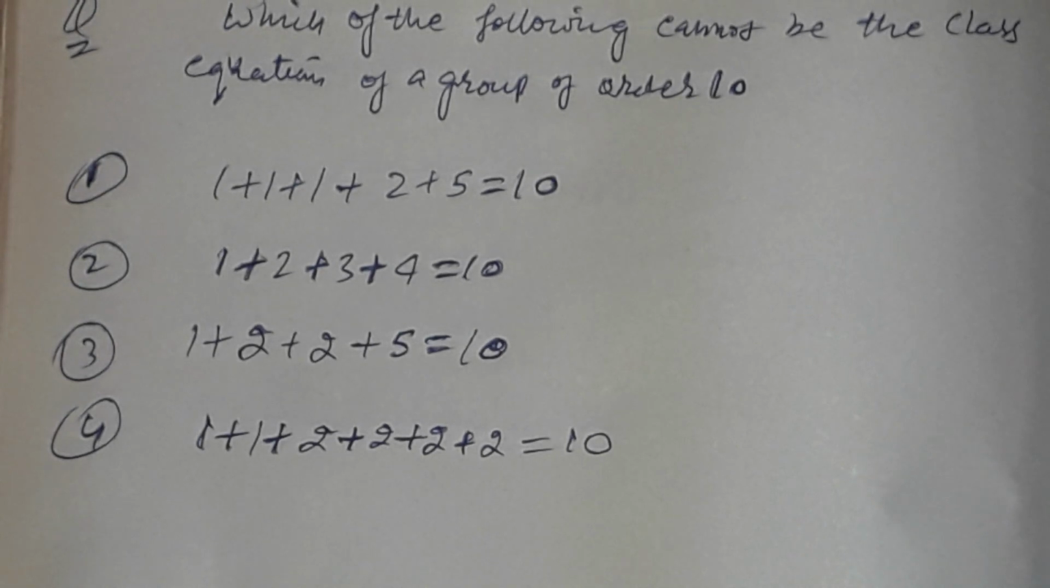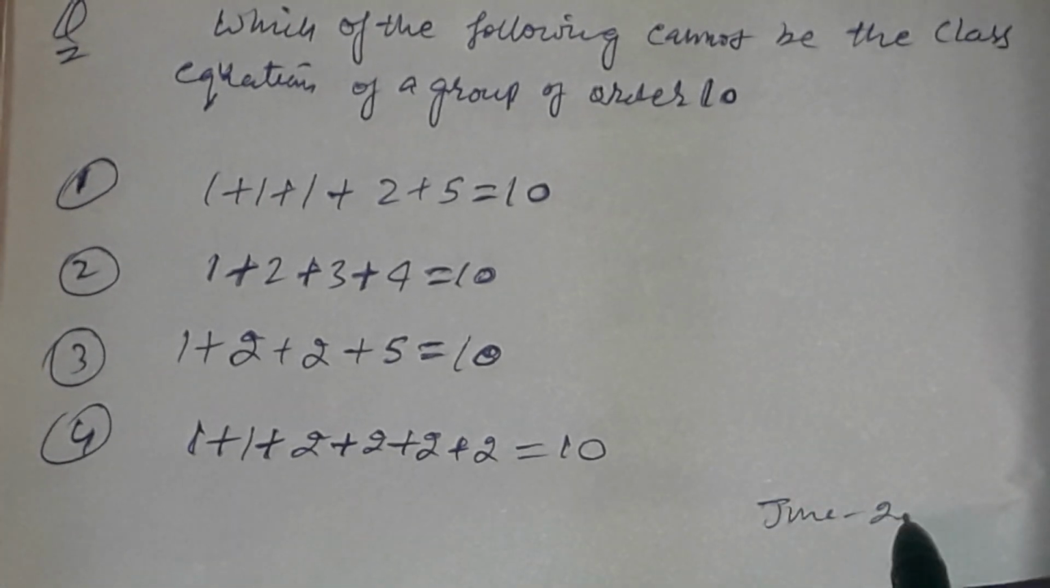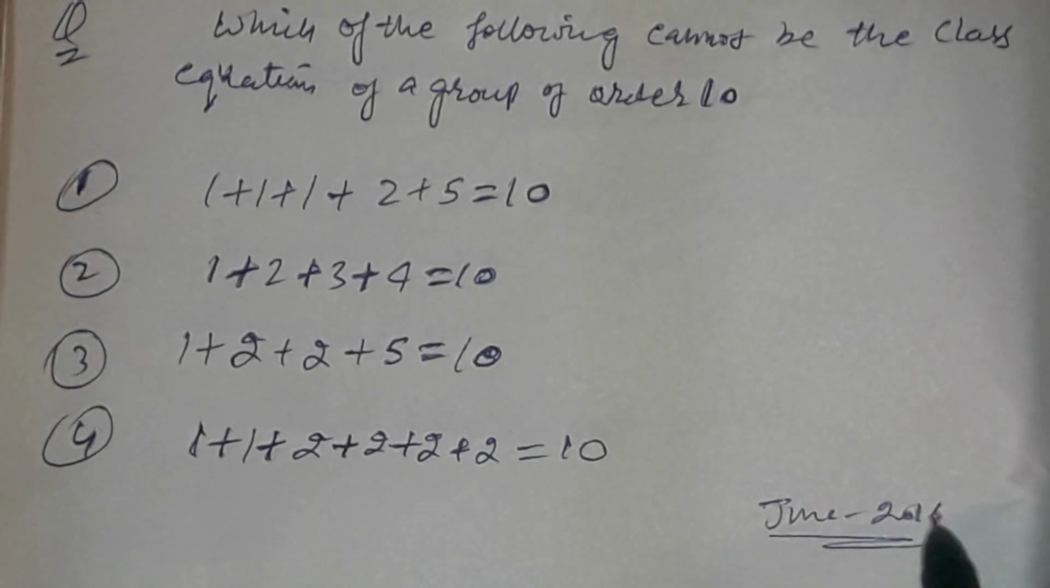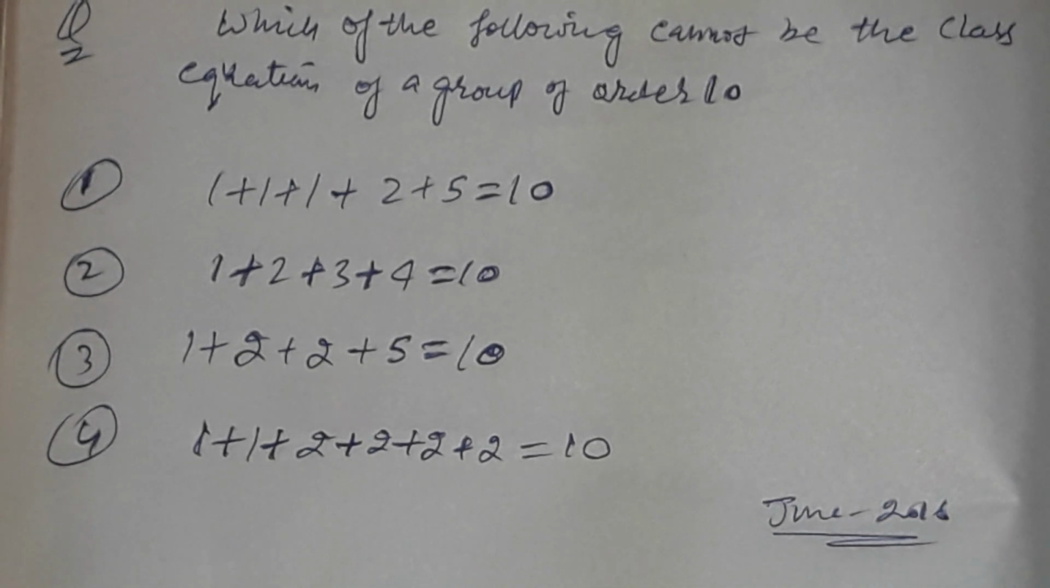Today I am doing a problem which was asked in CSIR NET June 2016. This problem is completely based on the class equation of a group. The weightage is 4.75 marks, and it is a Part C question. Now, without wasting any time, let us go on to the problem.